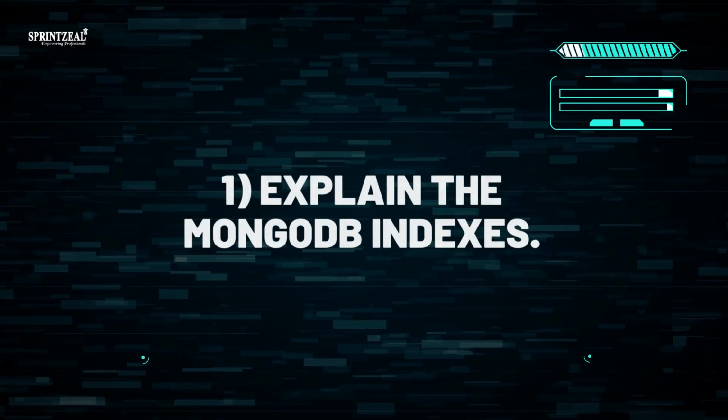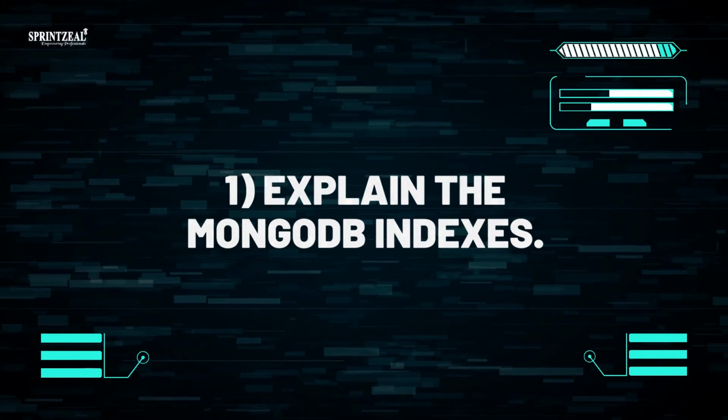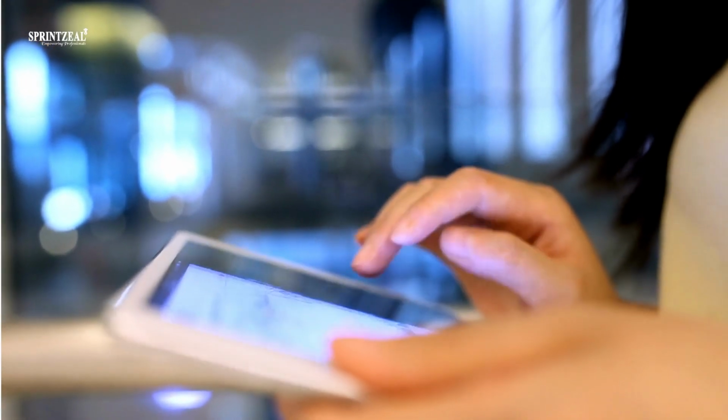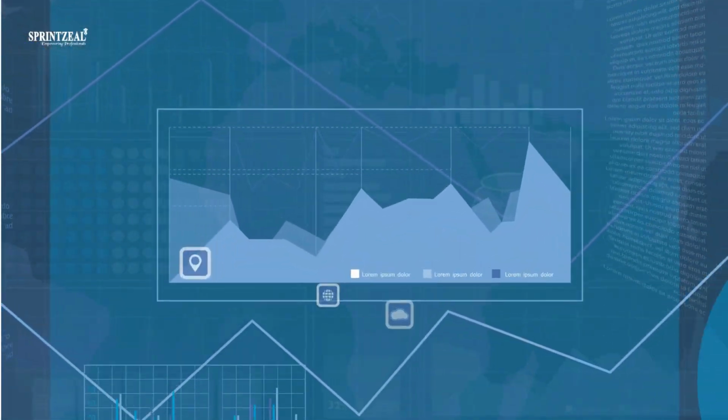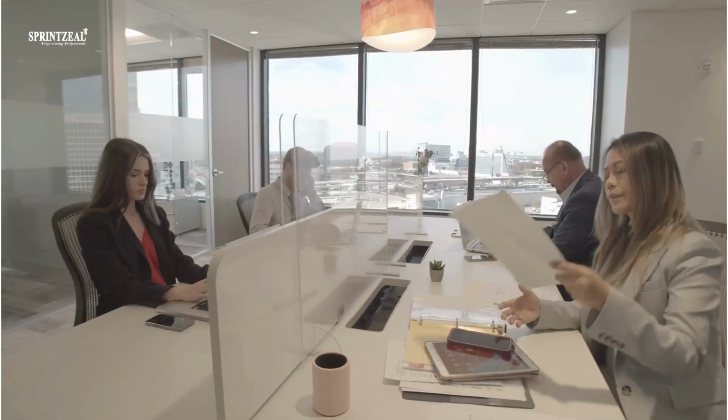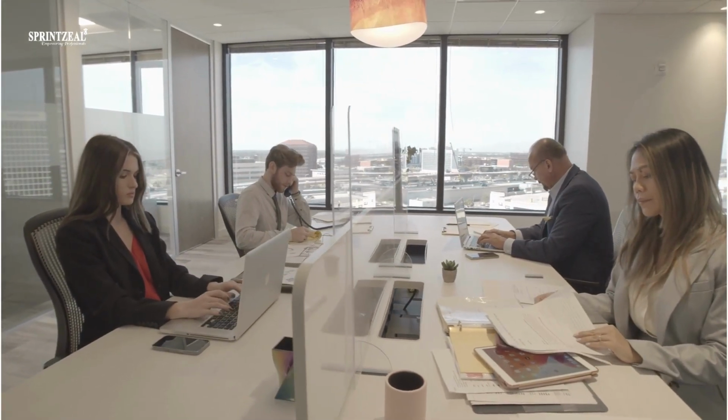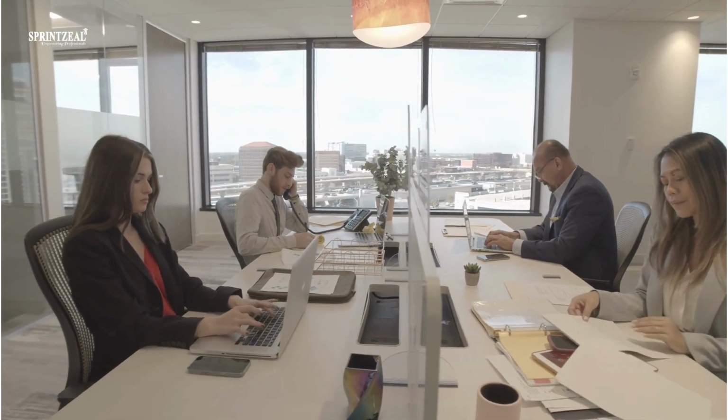1. Explain the MongoDB indexes. In MongoDB, there are special structures called indexes that hold a piece of the data set in a way that makes it simple to explore. The value of a particular field or group of fields is stored in the index in order according to the value of the field that is provided in the index.